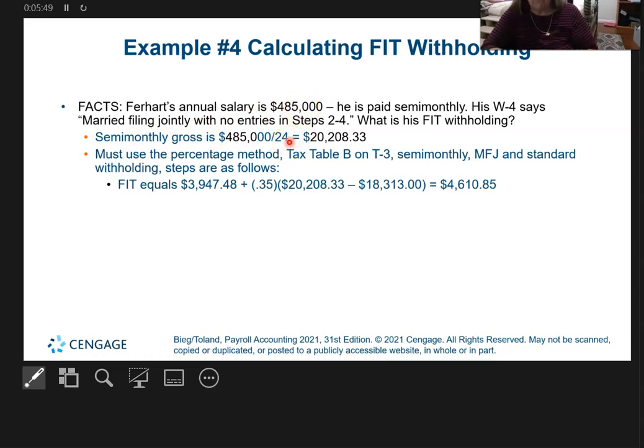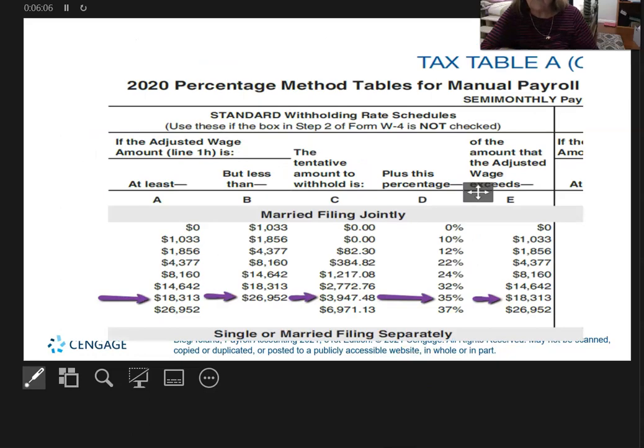So his gross pay each pay period is $20,208. I'm going to use tax table B on T3. And I need to make sure I'm on semi-monthly and married filing jointly with standard withholding. So this is one of those scenarios where we were looking for $20,208. So it's at least this much, but not over this.